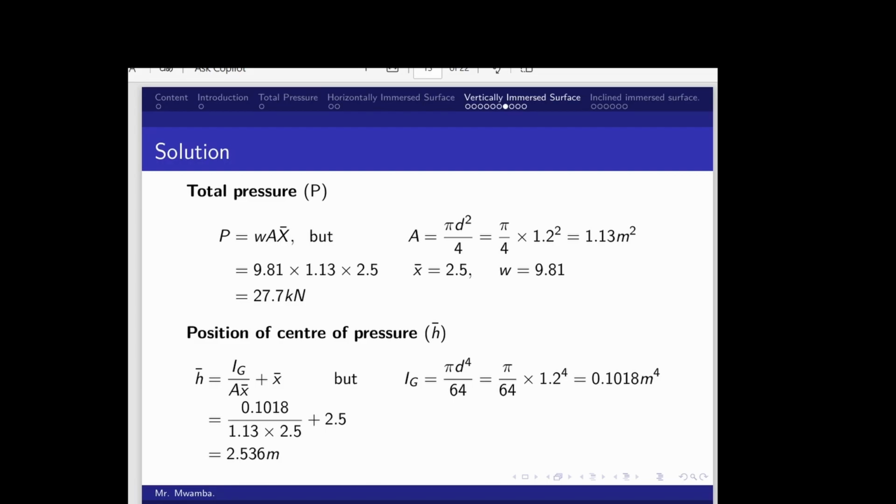The position of center of pressure, that formula you are giving us, h bar equals IG over, yes. This one is a standard formula, a standard formula for vertically immersed surfaces. Okay. Yes, standard formula. Yeah, it's fine. Thank you.